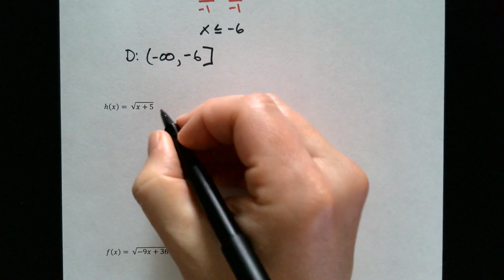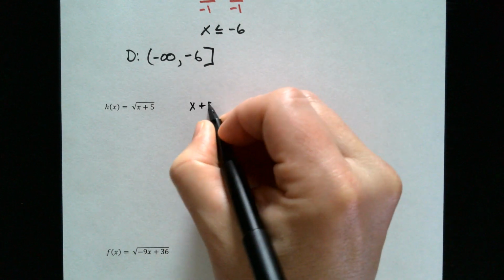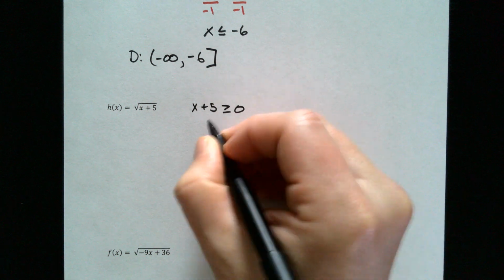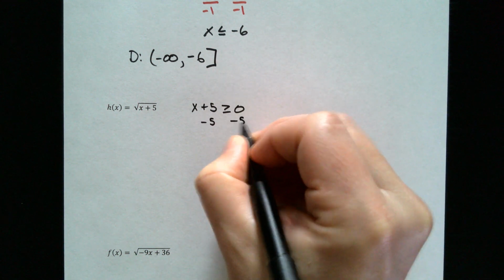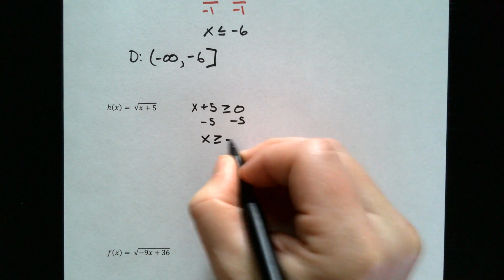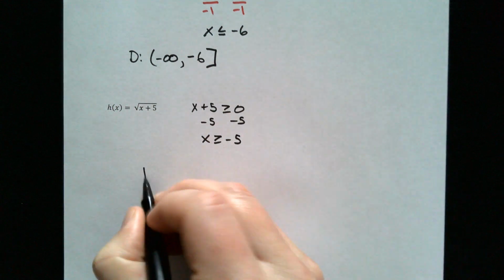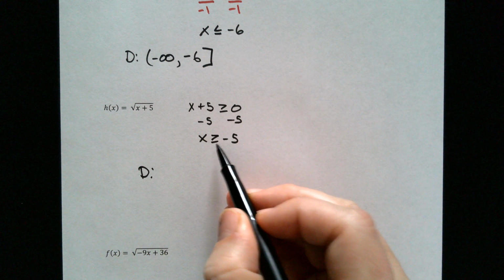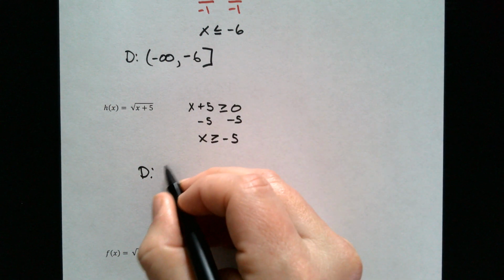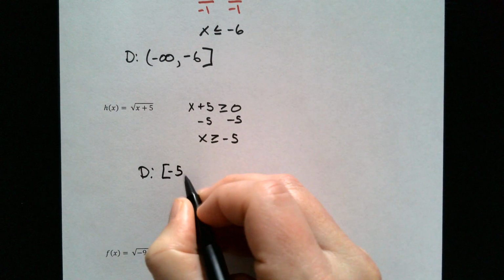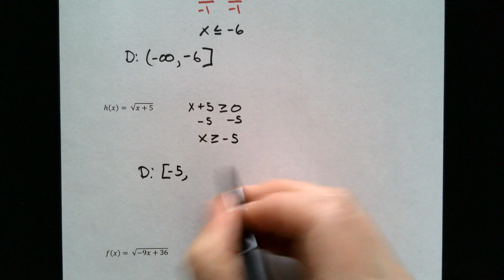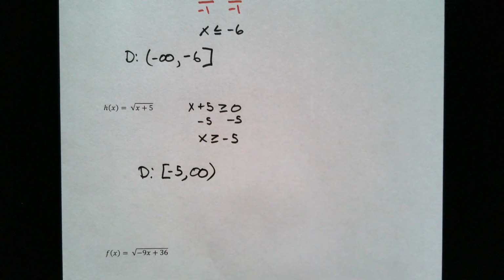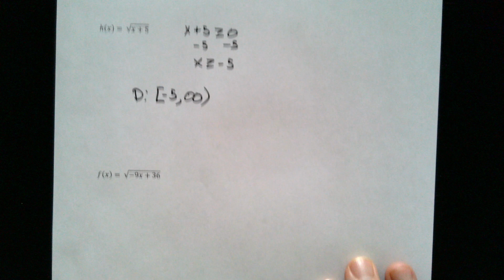Let's look at this one. x plus 5 is greater than or equal to 0. If we subtract the 5, we get x is greater than or equal to negative 5. So for that domain, the smallest number is negative 5. We start with negative 5, and then we get bigger and bigger and bigger, which means infinity.